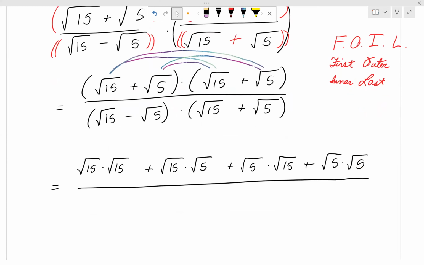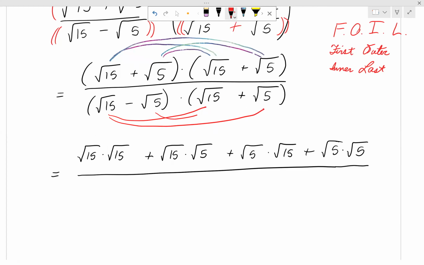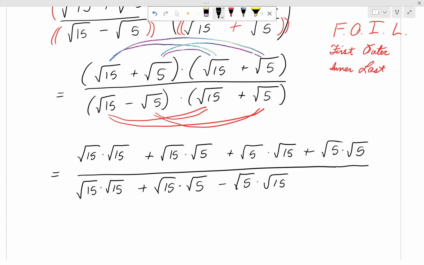All right. Now we're going to do the exact same thing on the denominator. We're going to do our first terms, our outer terms, our inner terms, and our last terms. So when we do that, we're going to have square root of 15 times square root of 15. Our outer terms are square root of 15 times square root of 5. Our inner terms, we have this negative right here with the square root of 5, so we can't forget that. We have negative square root of 5 times square root of 15, and our last terms are negative square root of 5 times square root of 5.